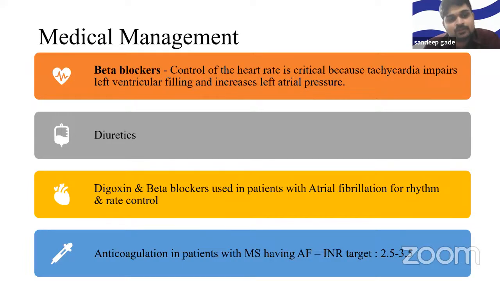Patients will also be on diuretics such as furosemide to reduce the volume overload. If the patient is in atrial fibrillation, drugs such as digoxin and beta blockers shall be prescribed for the rate and rhythm control. Mitral stenosis with atrial fibrillation can lead to thrombus formation. Hence, such patients are also started on anticoagulation. The drug of choice is warfarin, and the target INR is between 2.5 and 3.5.